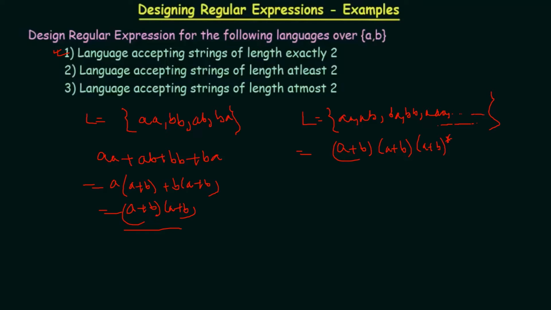Alternatively, you can say that whenever the length becomes 3, we can put power equal to 1 over here. So in that case, it will be A plus B, A plus B, and A plus B. Whenever it is 4, I can put power equal to 2 over here, and it will be A plus B, A plus B, A plus B square. When we are talking about exactly 2, the power is actually 0. So that's why we are getting this A plus B into A plus B. I hope this is clear for everyone.